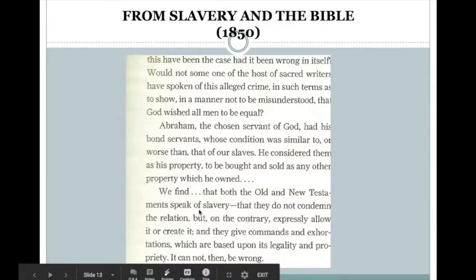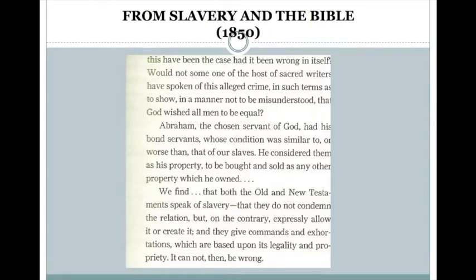So they're arguing against the idea that slavery is immoral, right? That it was in the Bible. God sanctioned it. Abraham had slaves. So how can it be wrong?